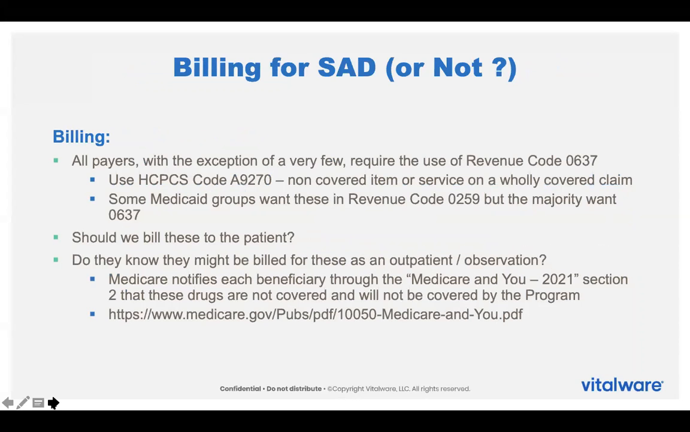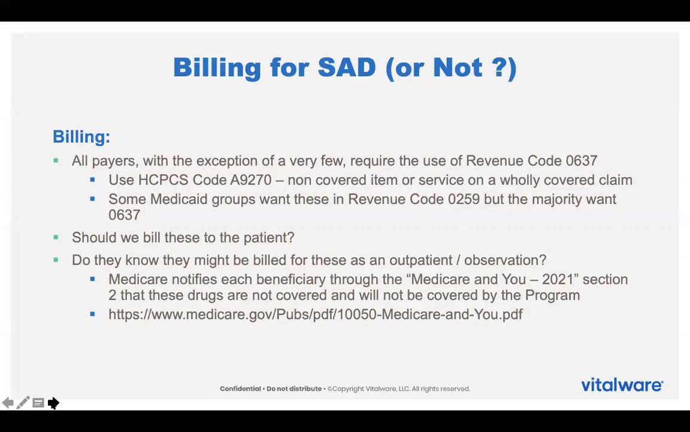When I decide whether to bill for self-administered, for many, many years, the government said you had no choice. You had to bill the patient for it. And the way you were to do it was use Revenue Code 637 and HCPCS Code A9270 on a wholly covered claim. There were some Medicaids that wanted 259. And then the question kept coming up. I'm getting patient dissatisfaction from billing them. I'm billing them $20 for a Tylenol. They can get an entire bottle at the local retail pharmacy for $2.